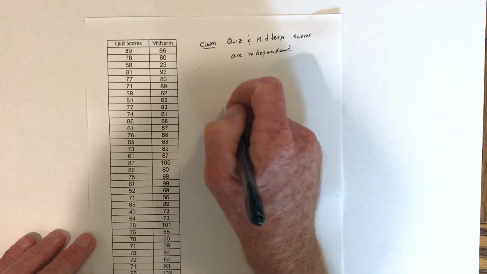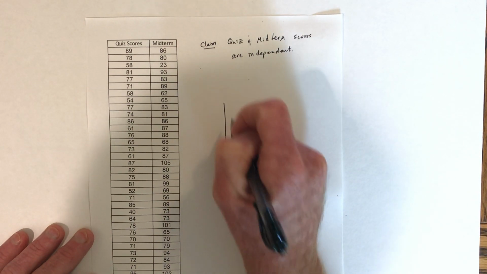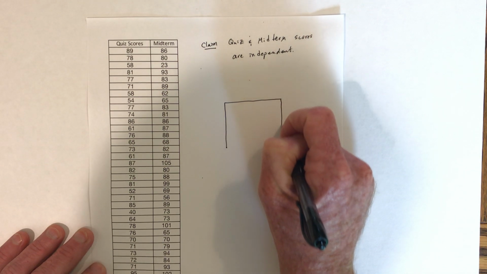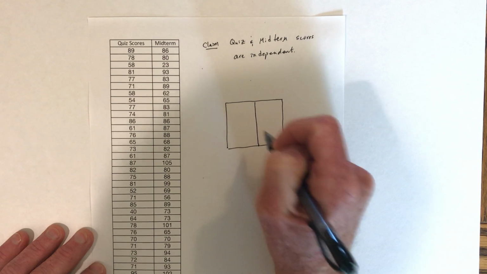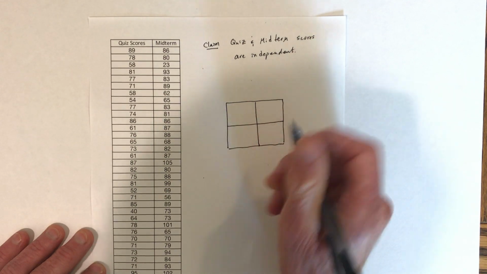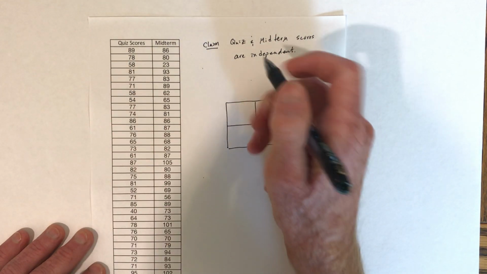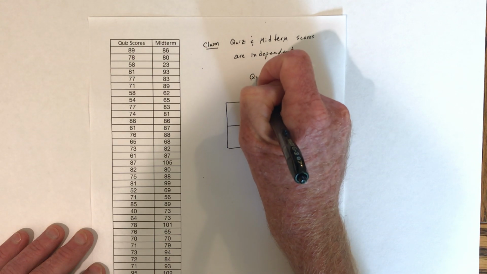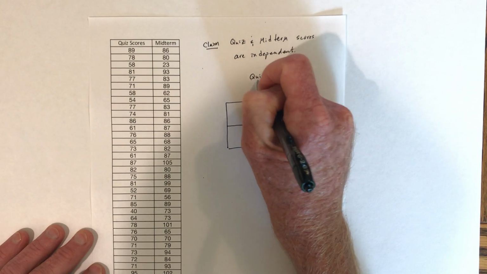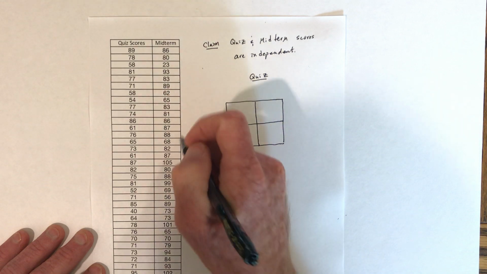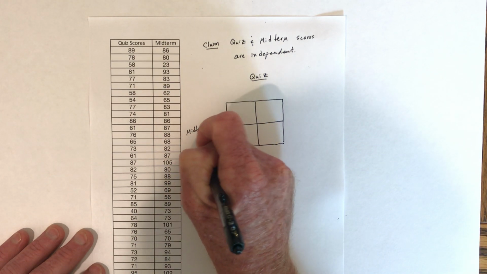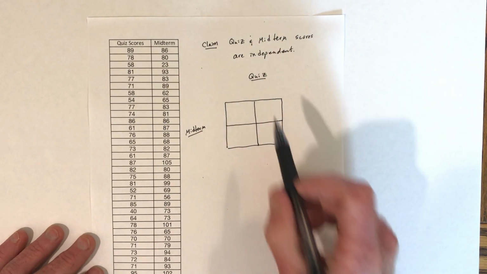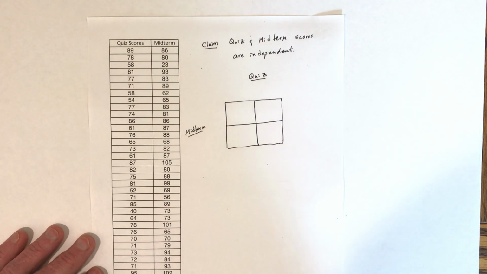Now I'm going to make my little table. So here's my 2x2 contingency table, divided into 4 squares. And then you just pick one of the variables. So I'll put quizzes up here, and then I'll put the midterm scores over here. And you could actually switch them. Could put midterm there, put quiz there. You'll get the same result.